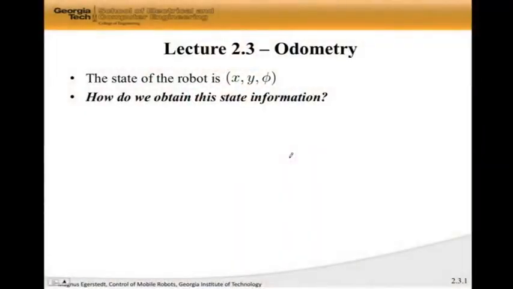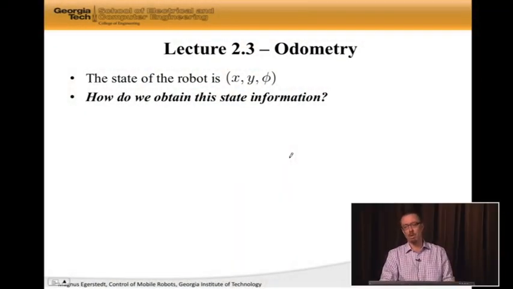So now that we have a model, we need some way of knowing where the robot is. Because the state of the robot is x, y, and phi, meaning the position x, y, and its heading phi. Odometry is the means by which we can obtain this pose information. And the question is, how do we actually get the state or the pose of the robot?